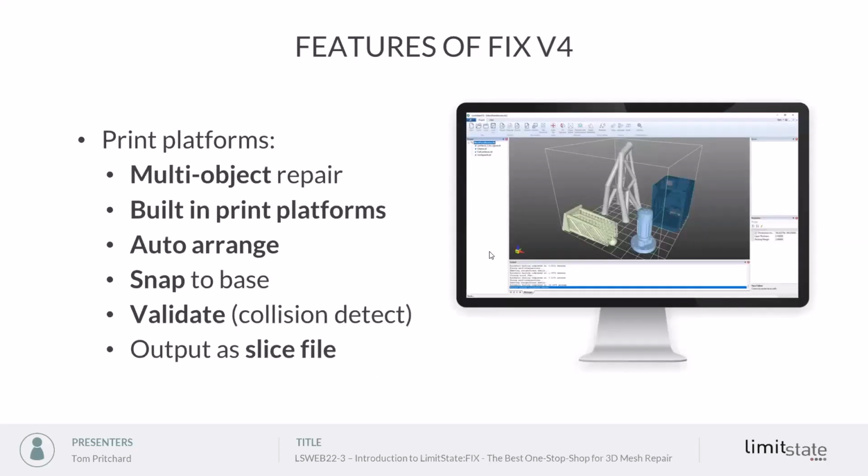And in response to user feedback, and with the aim of making your workflow even smoother, we've also added a number of features to Fix 4 which relate to 3D printing and print platforms. So now you can load in a number of objects into a print platform, as well as healing them. You can arrange, snap, and scale, as well as validate the layout and export the results both as a mesh, but as a slice file as well with a specified layer thickness.